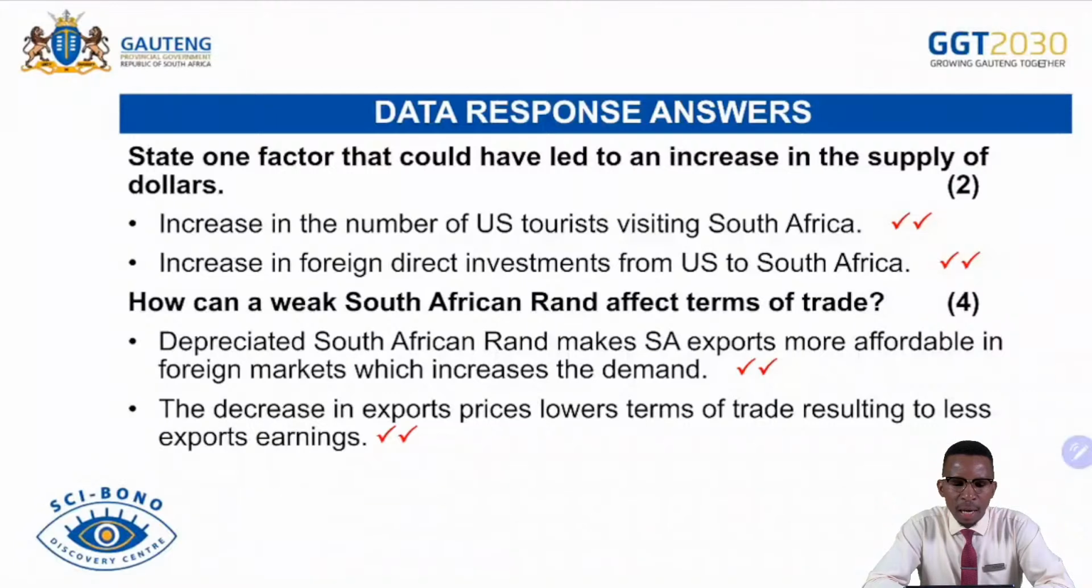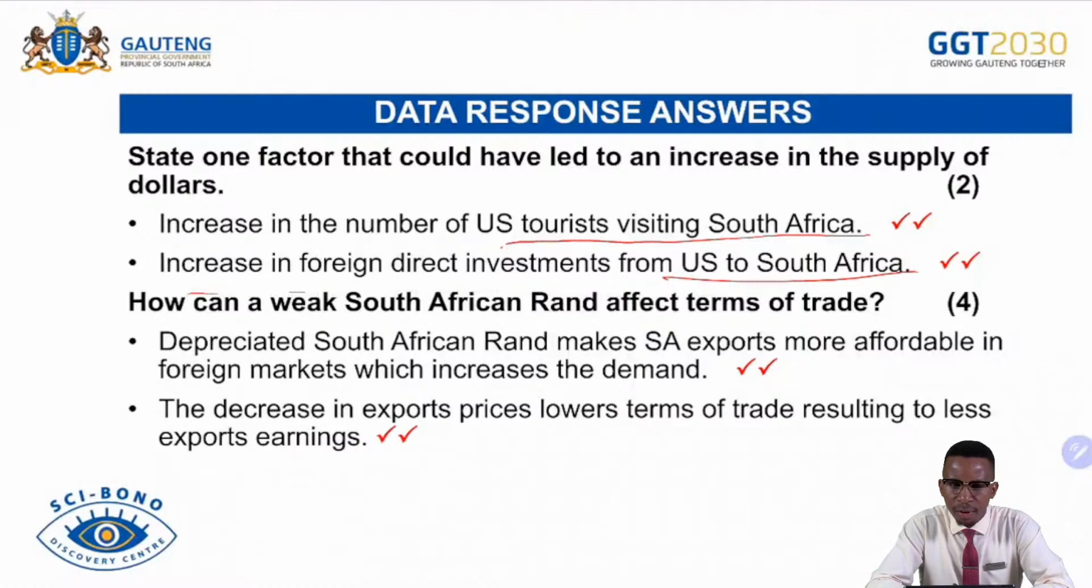And then state one factor that could have led to the increase in the supply of dollars. Why should they be supplying US dollars? Increase in the number of US tourists visiting South Africa. Increase in the foreign direct investment from the US.